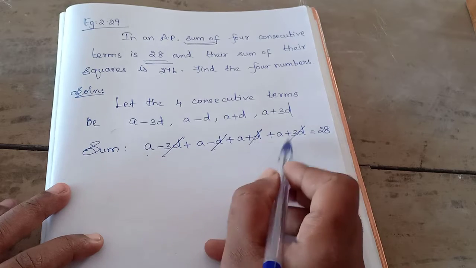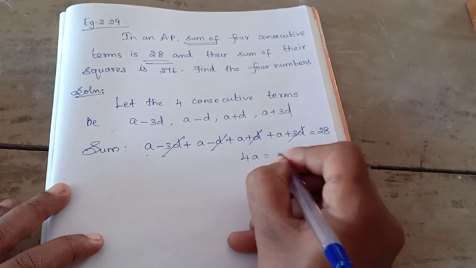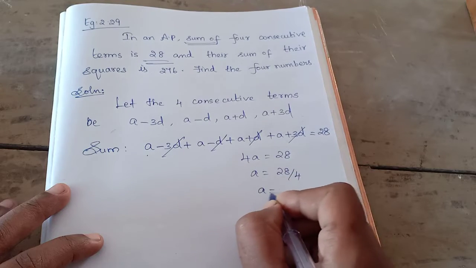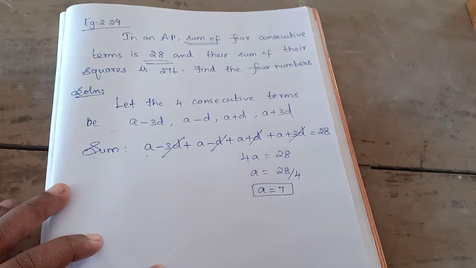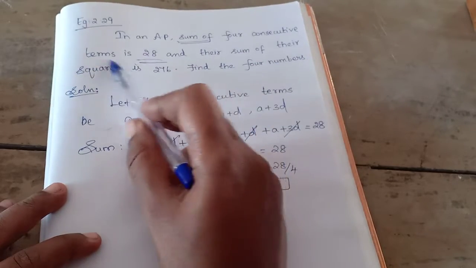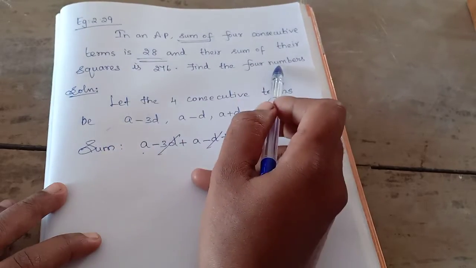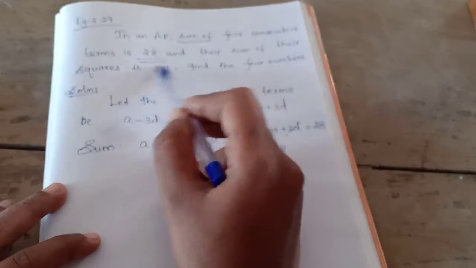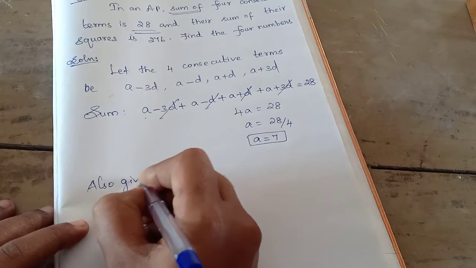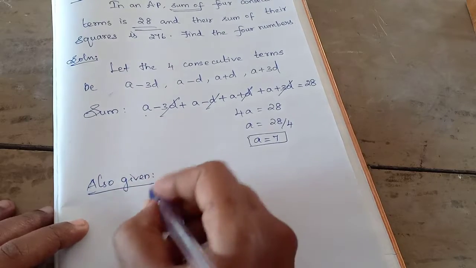So remaining A plus A plus A plus A. So 4A equal to 28. So A equal to 28 by 4. What is the answer? 7. So A is equal to 7. Okay, we got. Then, the sum of their squares is 276. Also given sum of their squares. First you need to take the square.